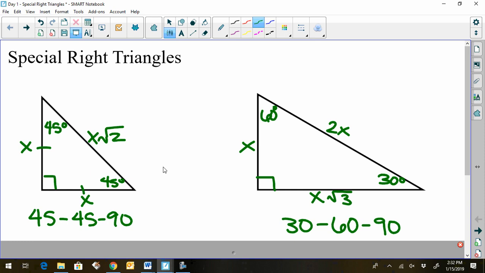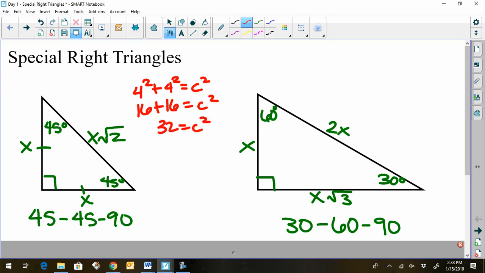So let's do a little example. You don't have to write this one. I'm going to write it in red. So you don't have to write this little one that I'm going to write. But if x was 4, we'd have 4 squared plus 4 squared equals c squared. We're going to just go through that example. So we get 16 plus 16 equals our hypotenuse squared, which is 32.